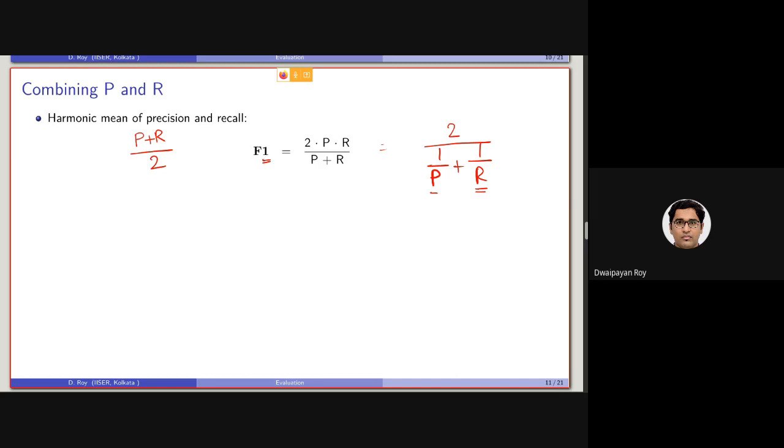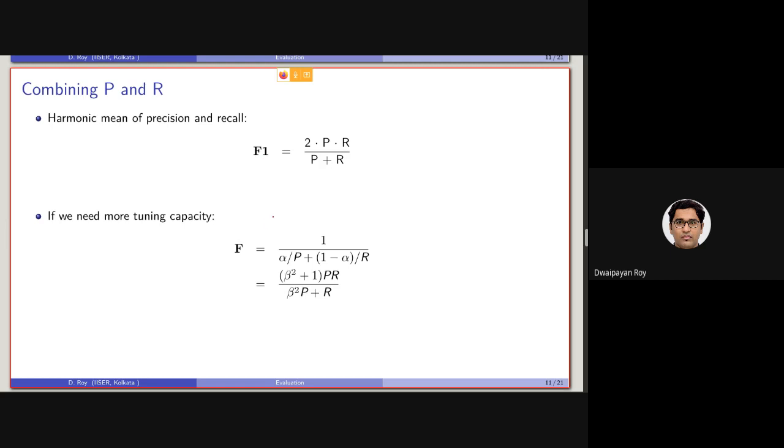In general, we can define an F measure as this. F equals 1 by, there is a parameter here, alpha by P plus, earlier it was basically 2 by 1 by P plus 1 by R. Now, if we consider this as 1, that's why it is 1. Now, if I make it a parameter, here it will be alpha, here it will be 1 minus alpha. So it can be considered as F alpha or something like that.